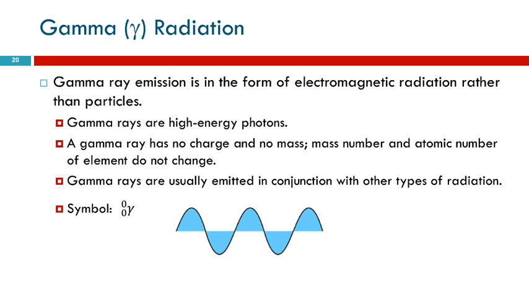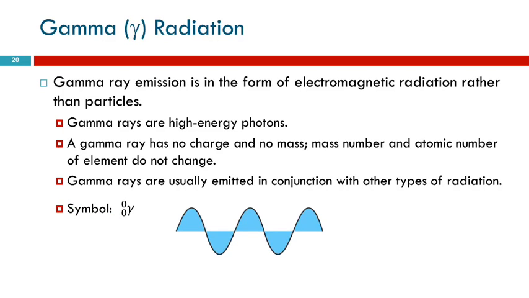The third type of radiation is gamma radiation. And this is in the form of electromagnetic radiation. It's not particles in the same way that alpha and beta decay emit particles. Gamma rays are high energy photons, and we talked about gamma rays when we talked about electromagnetic radiation and electron transitions. The gamma ray has no charge and no mass, and so the mass number and the atomic number of the element don't change. So the symbol is the Greek letter gamma and 2 zeros here.